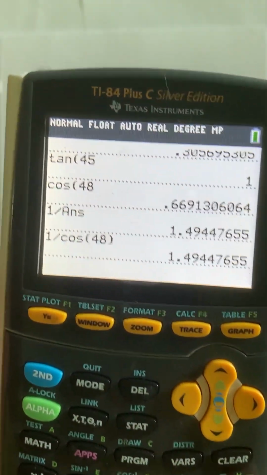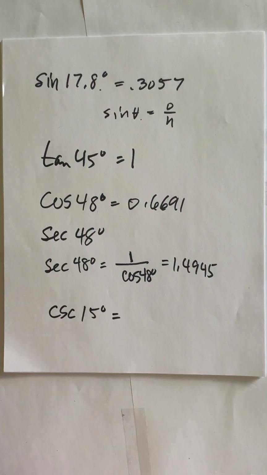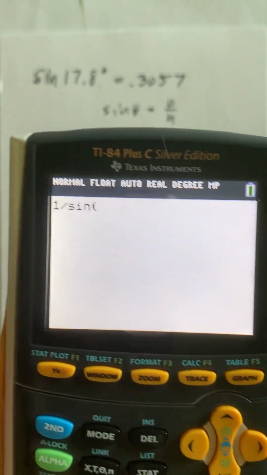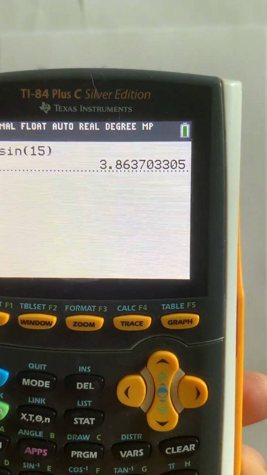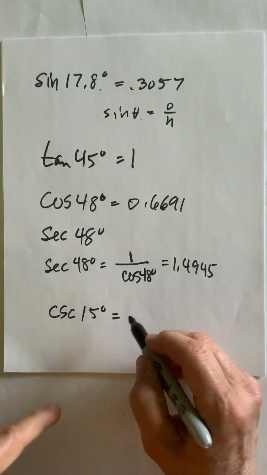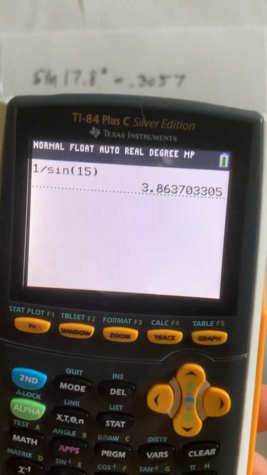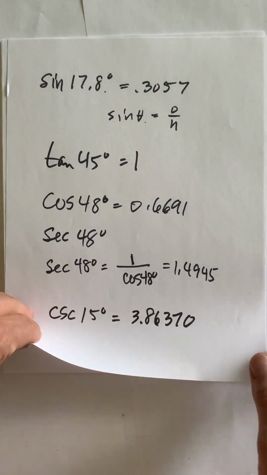All right, so what we'll do, let me clear some of this out. The reciprocal of cosecant is what? Sine. So you're going to take 1 divided by the sine of 15 degrees, and you should get 3.86370. Make sure I wrote that right. 3.86370. Yep. Okay. So that's how you're working with just the modes, basically, and we're doing a degree mode and the reciprocal functions, really. We're focusing on that right now.